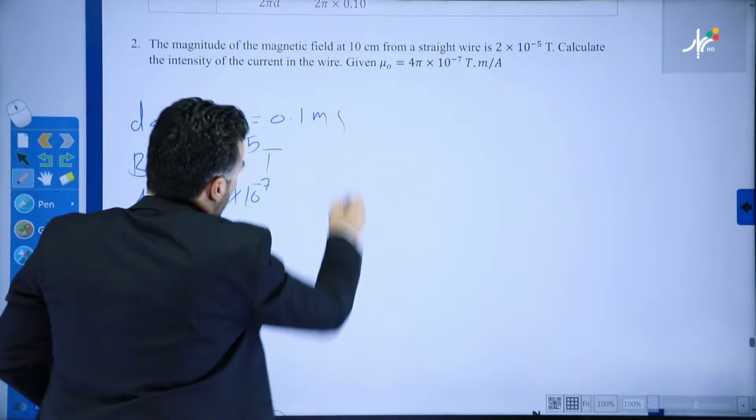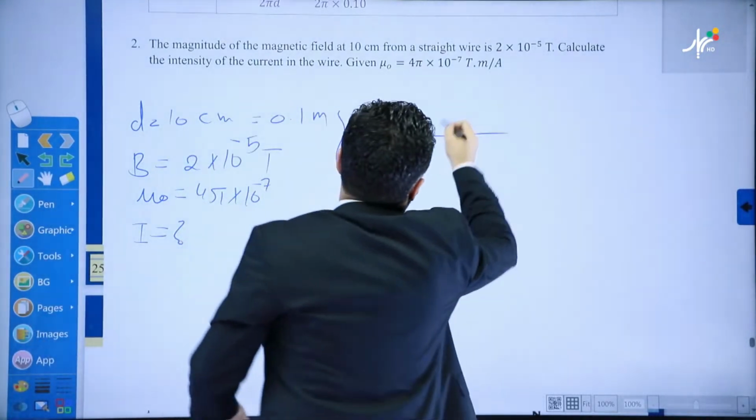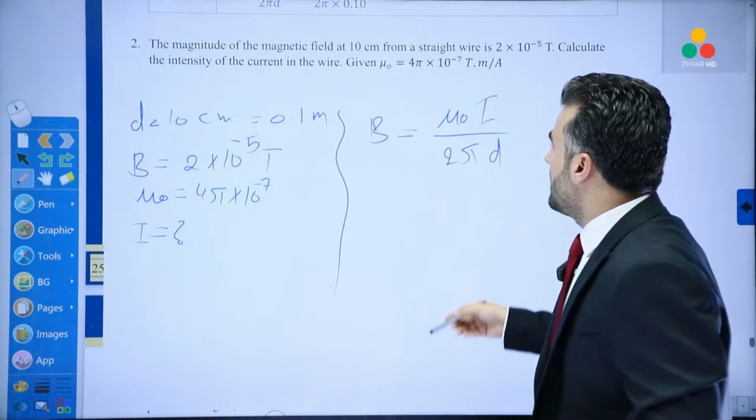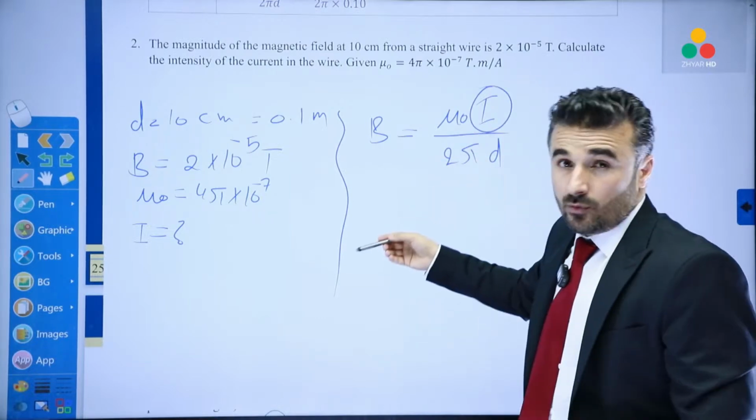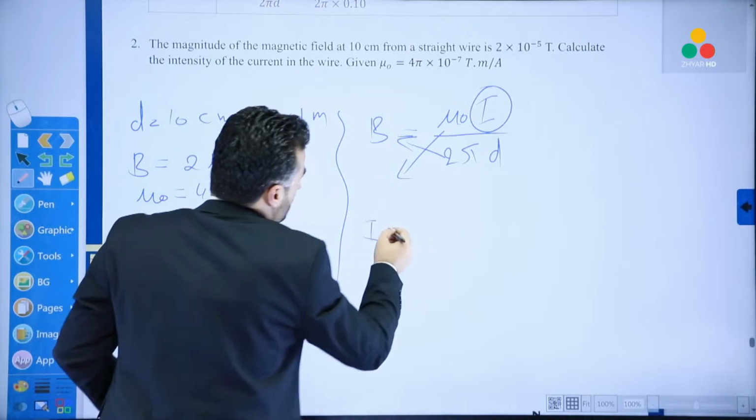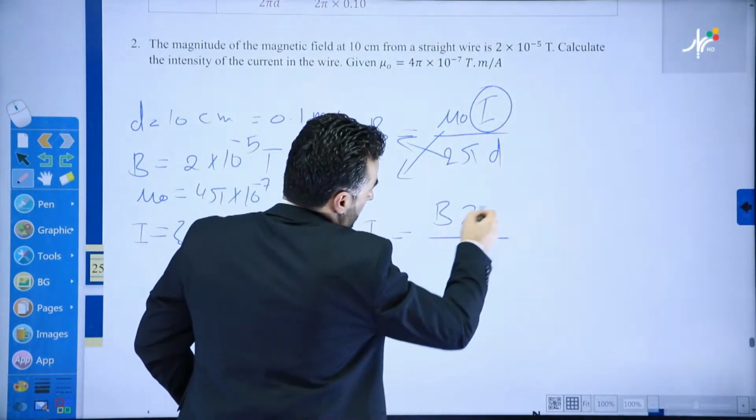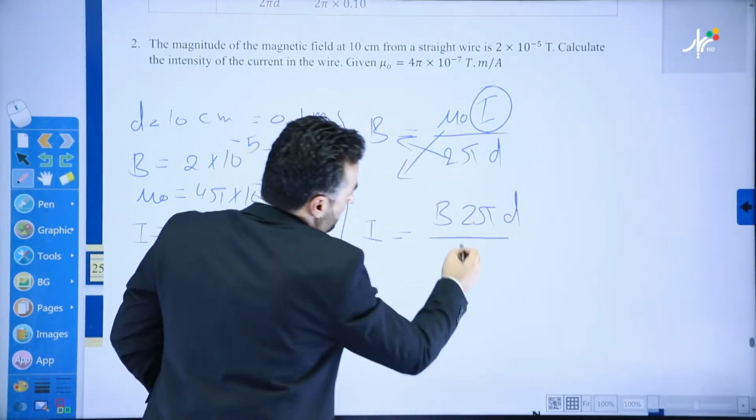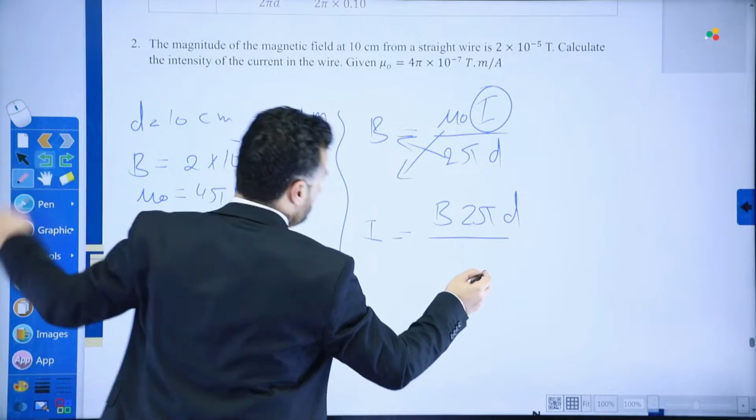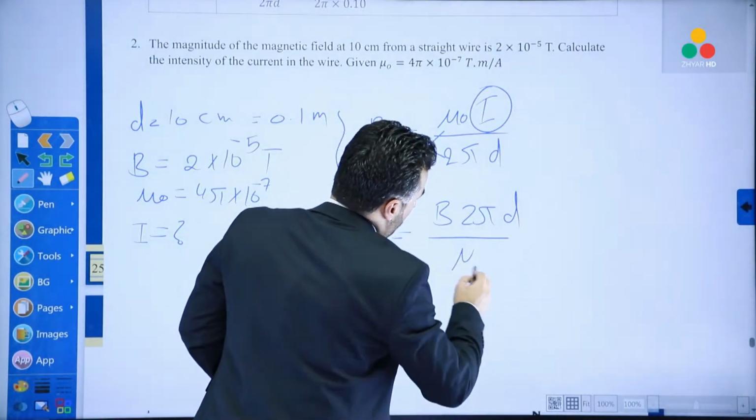And of course now, how are we going to do this? We do know the equation. So B equals what? B equals mu naught I over what? Over 2 pi d. Remember that. We want I, so you can rearrange the equation. This one goes under, this one goes up. So I equals what? I equals B, that is magnetic field strength, multiplied by 2 pi d, divided by mu naught, sorry, because we're trying to find the current, not mu naught. So divided by mu naught in here.